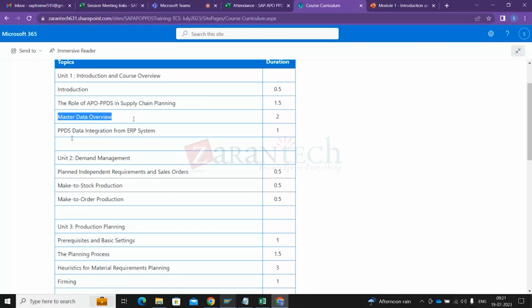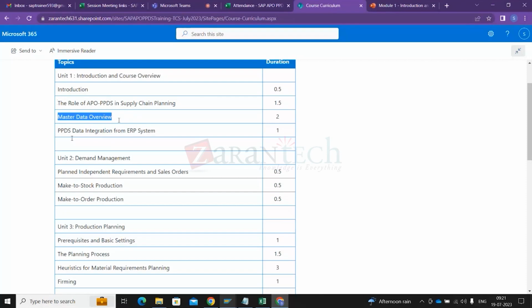So we will set up some data in the S4 system, integrate it to the PPDS system, do the scheduling and planning on that, and then send back the results. What results, that part would be clarified here. What is the input and what is the output of PPDS? But the base, the fundamental of creating that plan or schedule, is the master data overview.